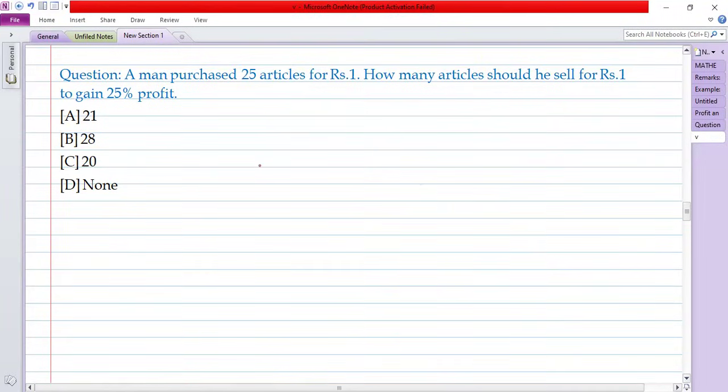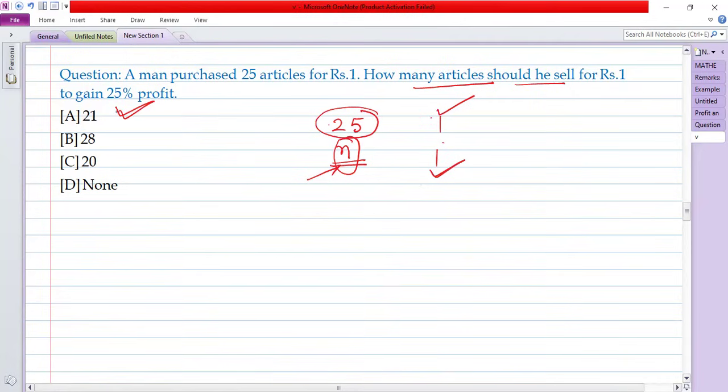One more on the same type. So 25 articles are bought for rupees 1. How many articles should he sell for rupee 1? Means suppose he sells n articles for rupees 1, and we need the profit to be 25%. Means 25 articles are purchased for rupees 1 and n articles are to be sold again for rupees 1 so that the percentage profit is 25%.